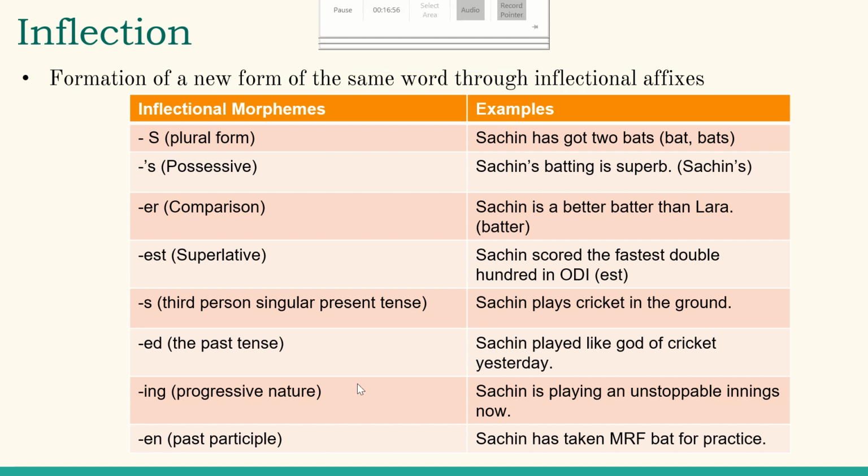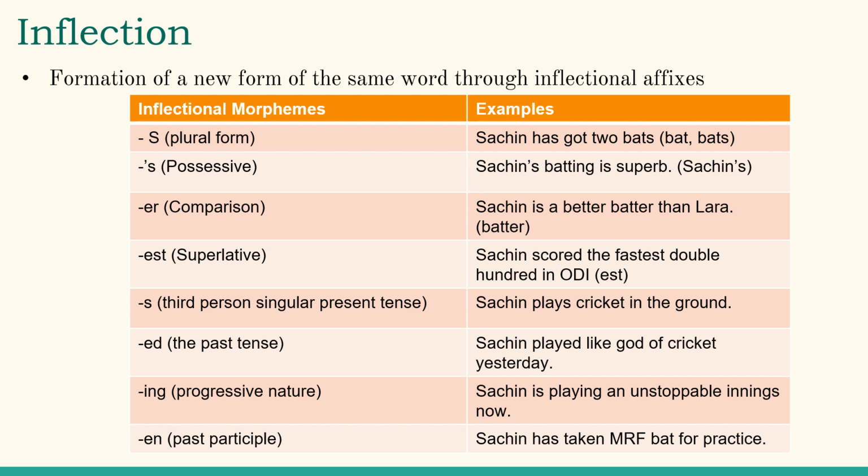Which is nothing but a yesterday. Now the next one, ing, which is progressive, which keeps on happening. So what is the example here? Sachin is playing like an unplayable or unstoppable innings right now. He is right now playing. That ing says that he is playing right now unstoppable. Hyphen en, which is nothing but past participle.